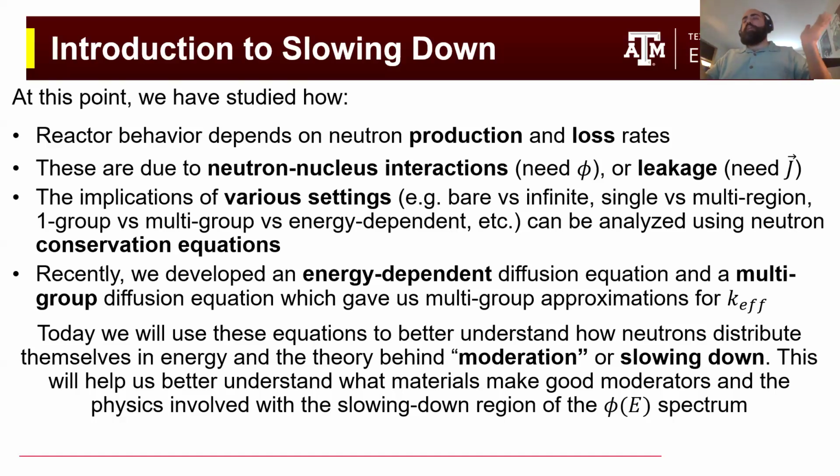So that's just to make sure we remember what we had talked about last time, and we're going to use a lot of that as we go into what we're talking about today, which is slowing down theory. We've already talked a lot about how the behavior of a neutron population is going to depend on how those neutrons are being produced and how they're being lost. We know that those production and loss rates are either going to be neutron nucleus interactions, like fission or absorption or scattering, where we need the scalar flux.